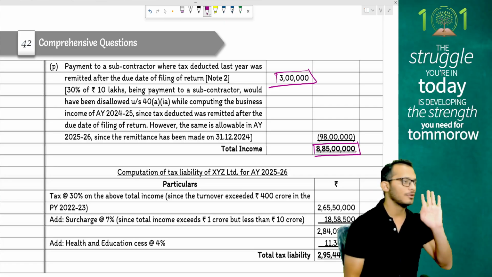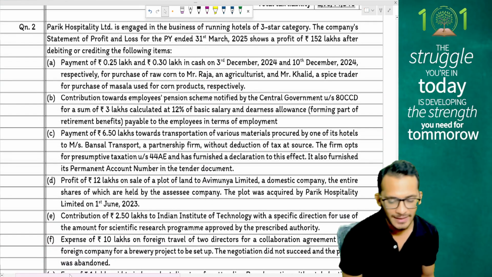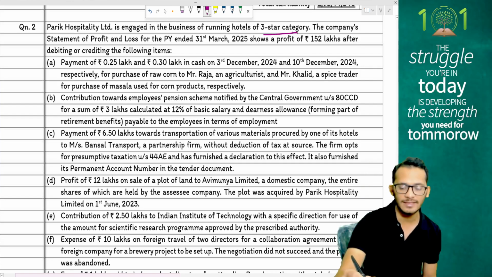Question 2 you are trying. Let's see. It says Parikh Hospitality is engaged in the business of running a hotel of 3-star category.